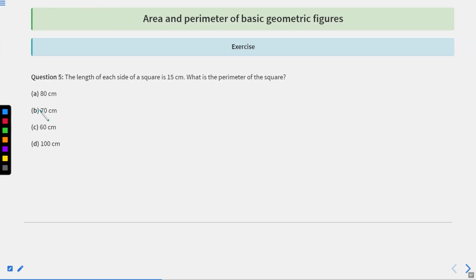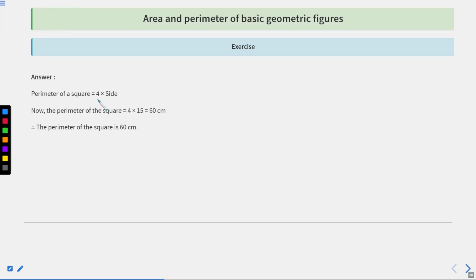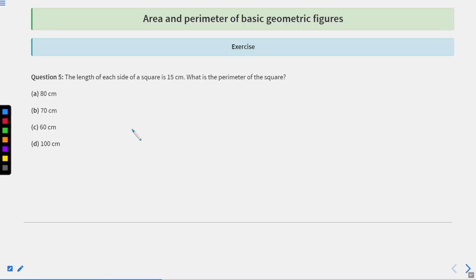The length of each side of a square is 15 centimeter. So a square is given to us of length 15, and we are interested in finding what is the perimeter of the square. So this question seems very easy. The perimeter of square is 4 times side. Side is already given to us, that is 15. So 4 times 15 is 60 centimeter. So therefore the perimeter of square should be 60 centimeter.